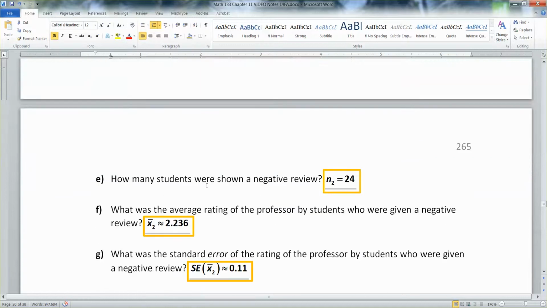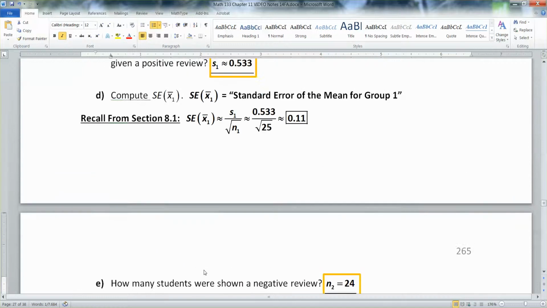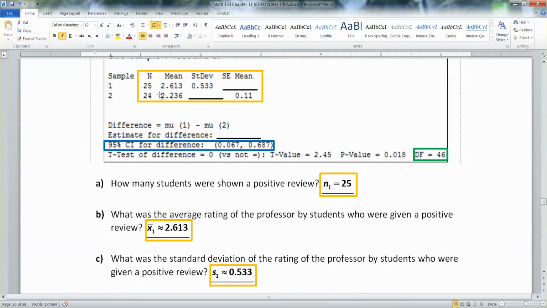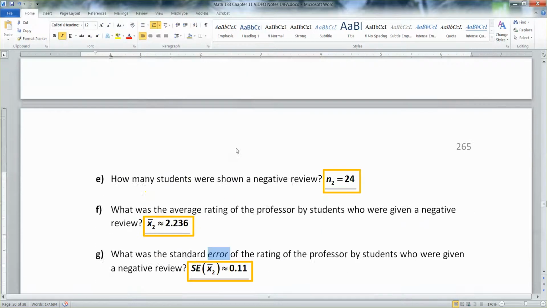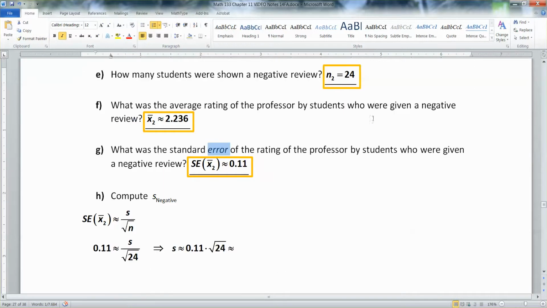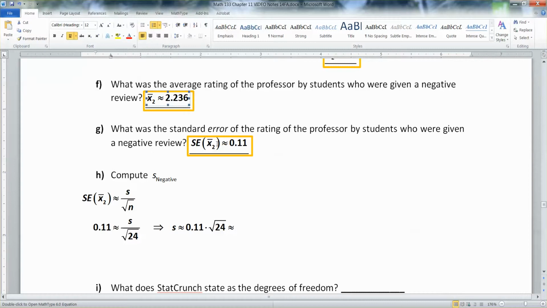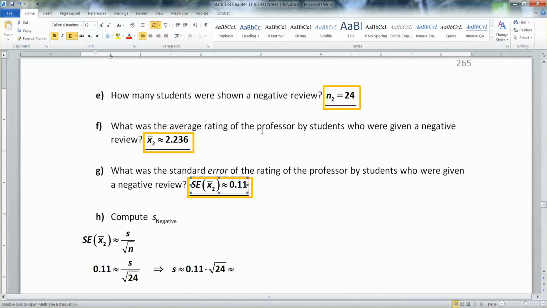All right, now how many students were shown a negative review? What was the average for that group? And what's the standard error for that group? Okay, so that would be the other section, which is group 2, which is 24 for the sample size, 2.236 for the mean. I blocked off the standard deviation here, so we'll figure that out in a second, but the standard error for the mean is 0.11 again. Okay, so same standard error. So I put 24, 2.236 and standard error, but now I've got them all labeled with little subscript 2s because this is for group 2.